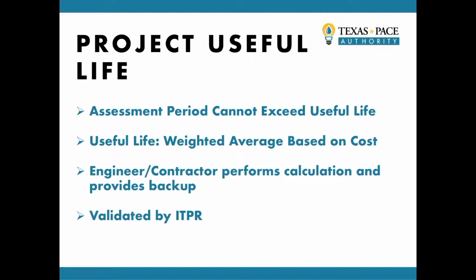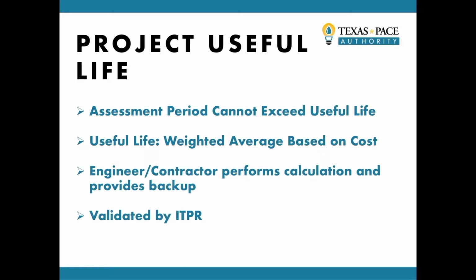Now that's pretty straightforward for a single measure, but you might be asking, what do I do if I have multiple measures, possibly with different useful lives? In a situation like that, we will allow you to do a weighted average useful life based on cost. And I'll show you an example of the math behind such a project shortly.